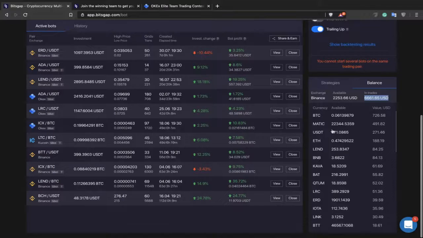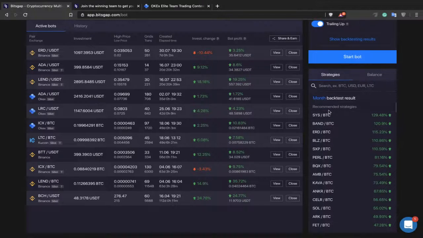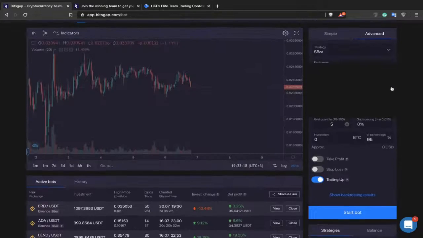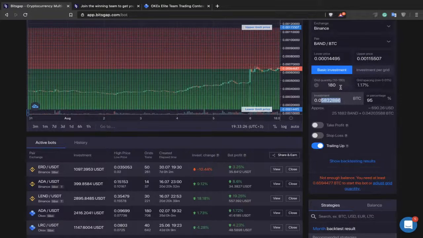So let's in this case choose something trading to BTC, and let it be band trading to BTC based on the recommended strategies. And now let's reduce the allocation to 0.03.